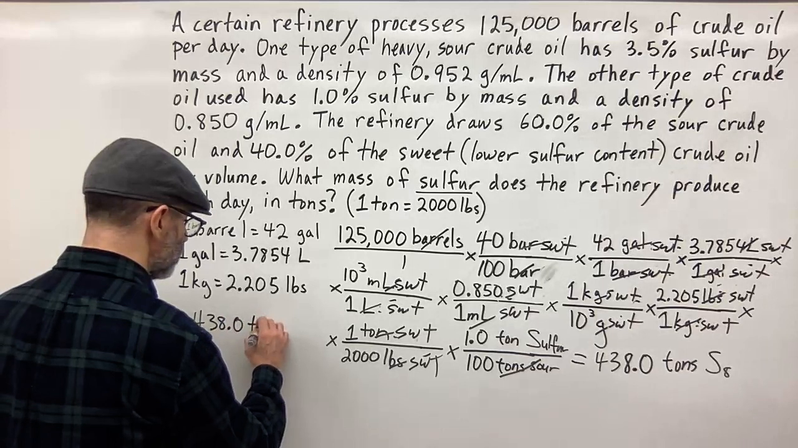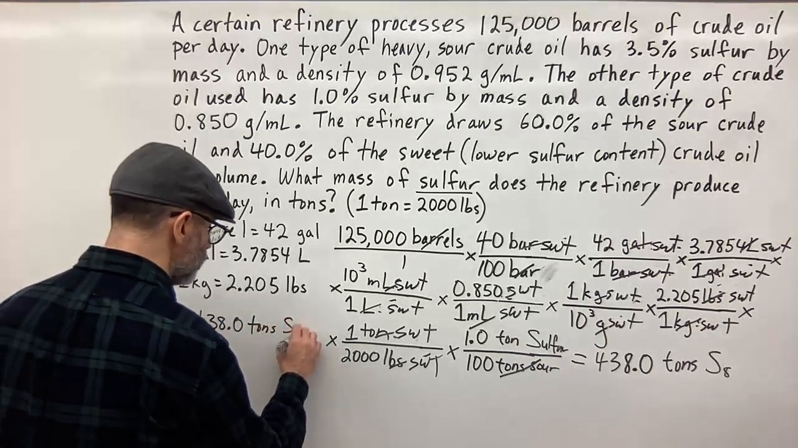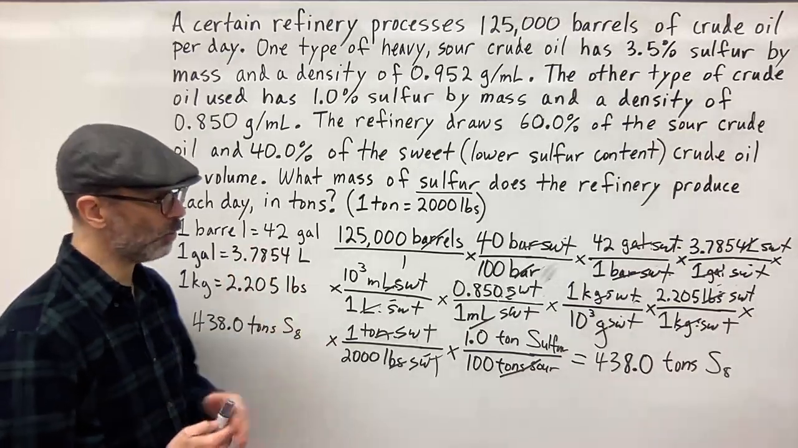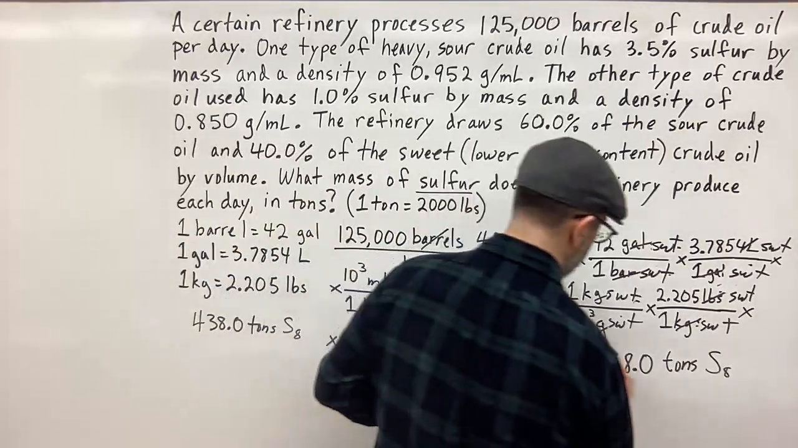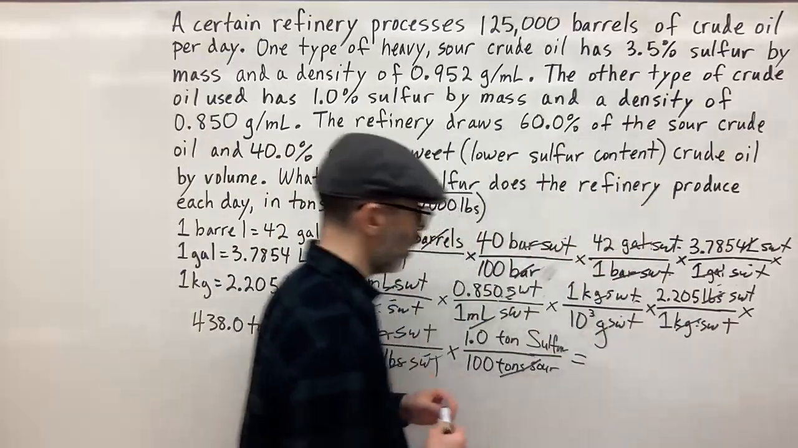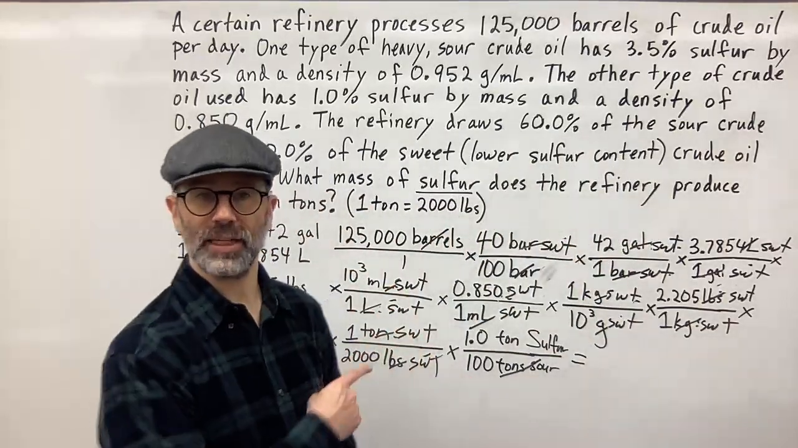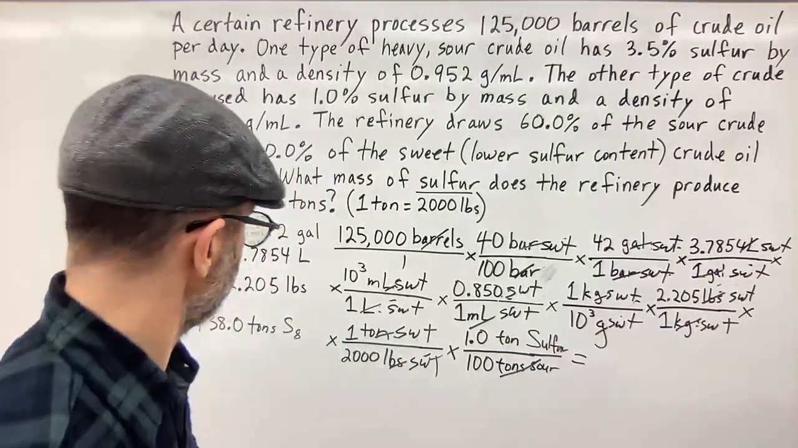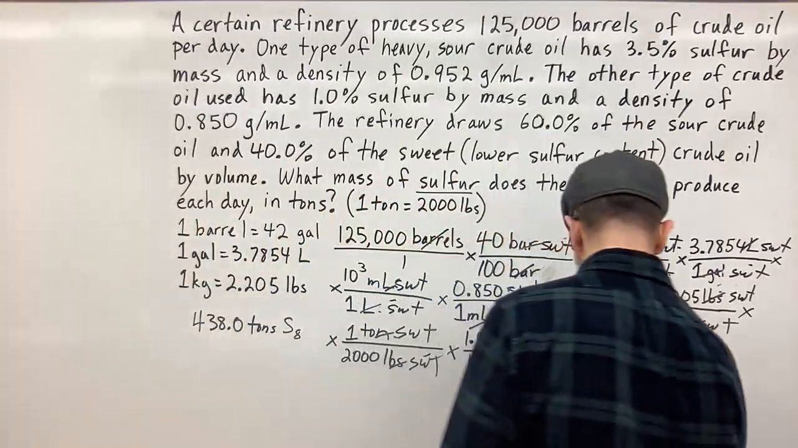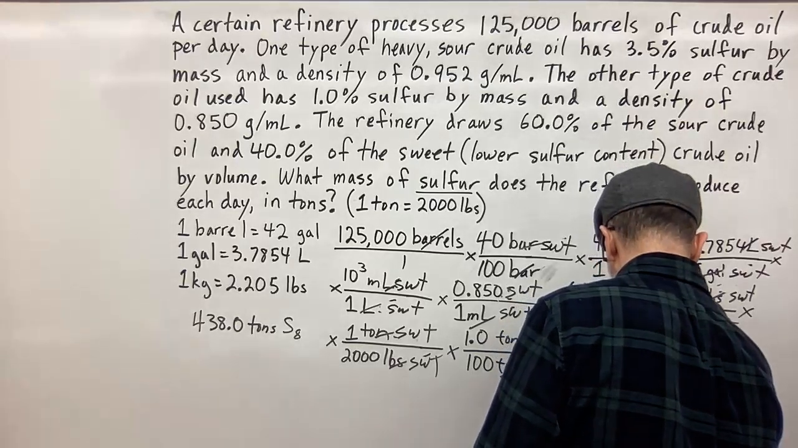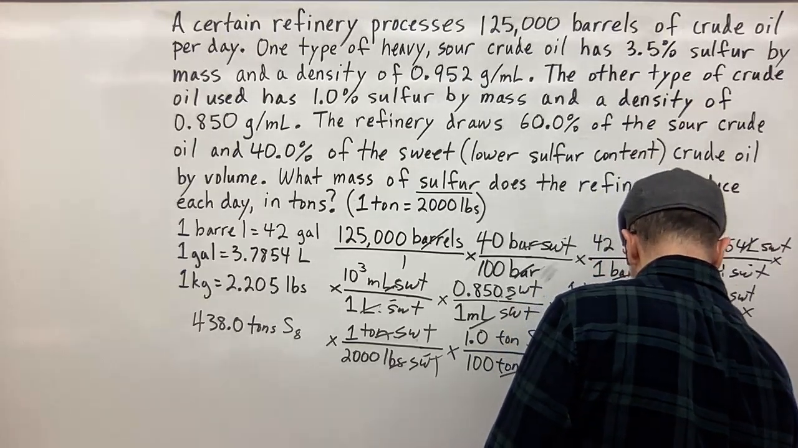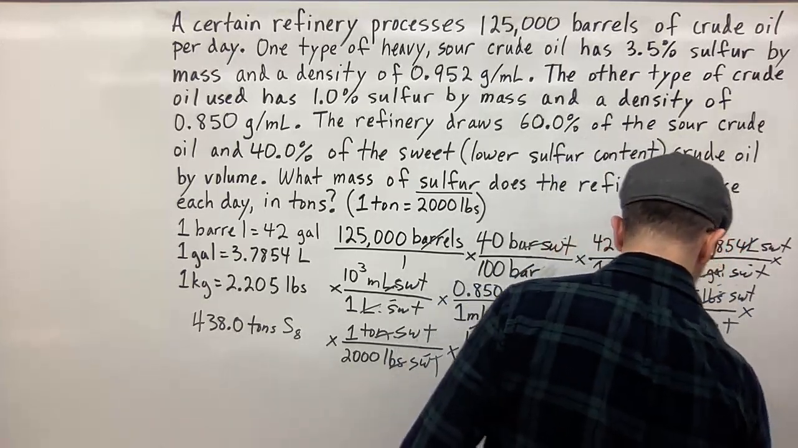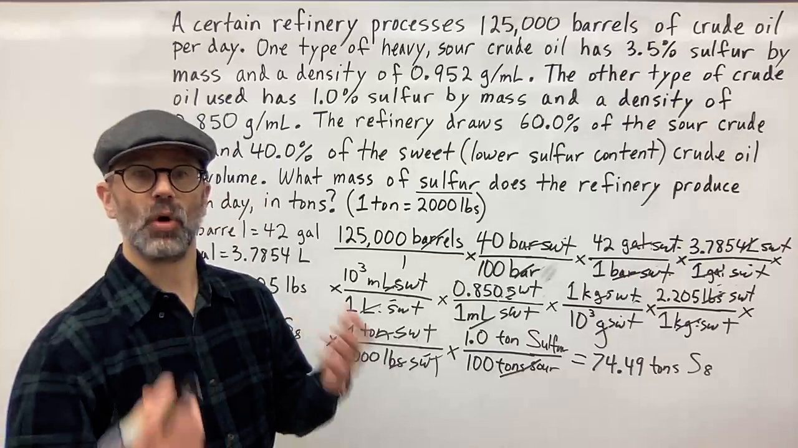So 438.0 tons of sulfur from the sour. Now we'll calculate how many tons of sulfur from the sweet. So when we calculate this out, we get 74.49 tons of sulfur.